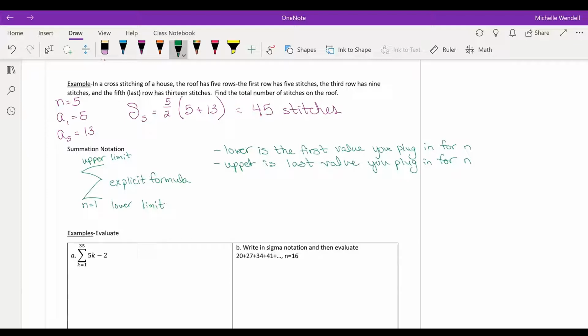Something that's really important, and students confuse this a lot, is that the upper and lower limits are not the term numbers. They're just what you plug in to get the first term and the last term. And in the examples that follow, I'll be able to give you an example of what I'm talking about. So remember, they are not the term numbers. They are the values of n that go in the formula.